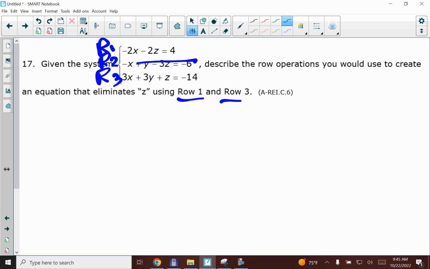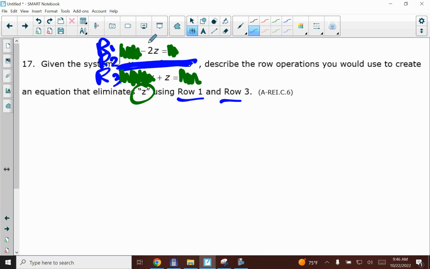And since it doesn't say anything about row 2, I'm just going to get rid of it so it's not a distraction. And then it also says eliminate the z. So if I want to eliminate the z, I don't really care about what it's equal to. And I also don't care about the x. And I don't care about the y either. So since we're trying to eliminate the z, I need to figure out what to multiply.